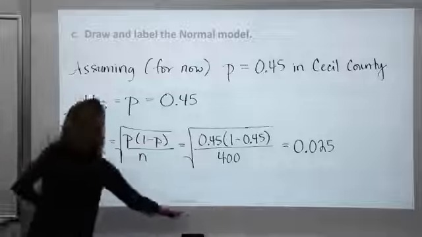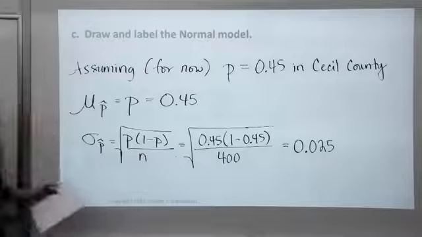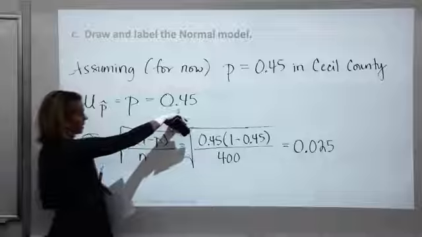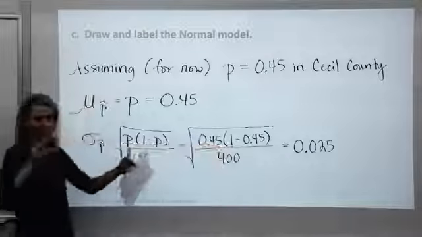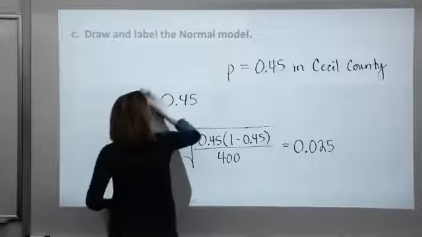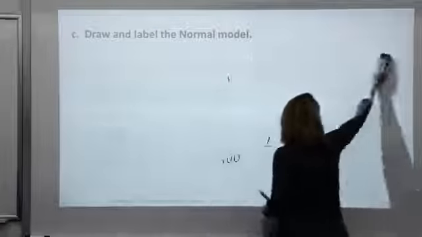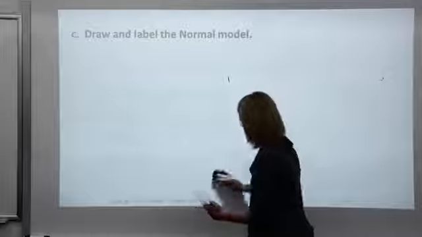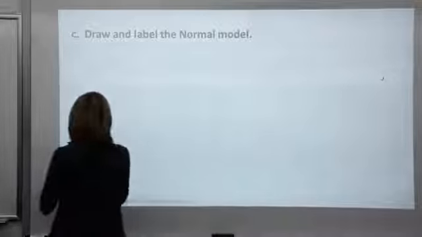So if we move on to C, draw and label the normal model. We're going to have it centered here, and then our standard deviation gives us an idea about the spread. So let's draw a big normal model.